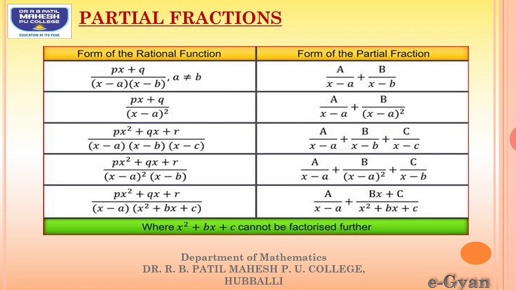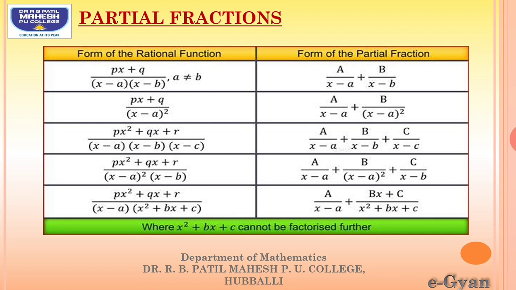This first form we call non-repeated linear factors. The denominators x minus a and x minus b we call factors. When non-repeated linear factors are there, we can write A by the first factor plus B by the second factor. Now similarly, the second one is (px plus q) divided by (x minus a) whole raised to 2.